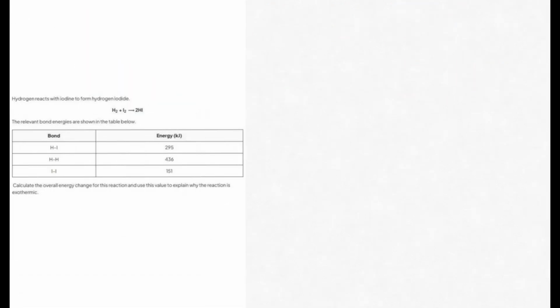Let's have a look at an example question. So in this question, they say that hydrogen reacts with iodine to form hydrogen iodide. So here we can see H2 plus I2 gives me 2HI. They say that the relevant bond energies are shown in the table below. They then ask us to calculate the overall energy change for this reaction and use the value to explain why the reaction is exothermic. Let's visualize this first.